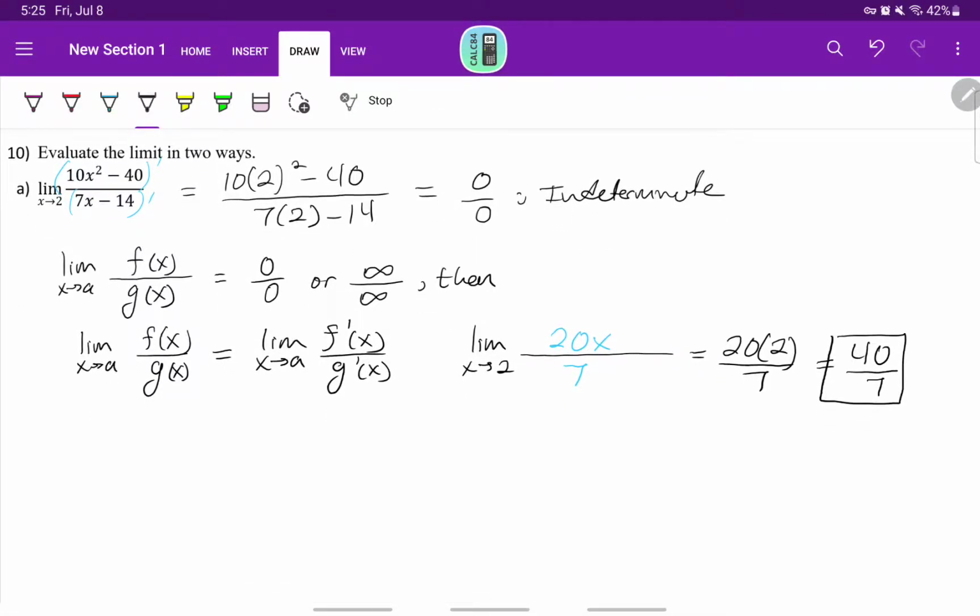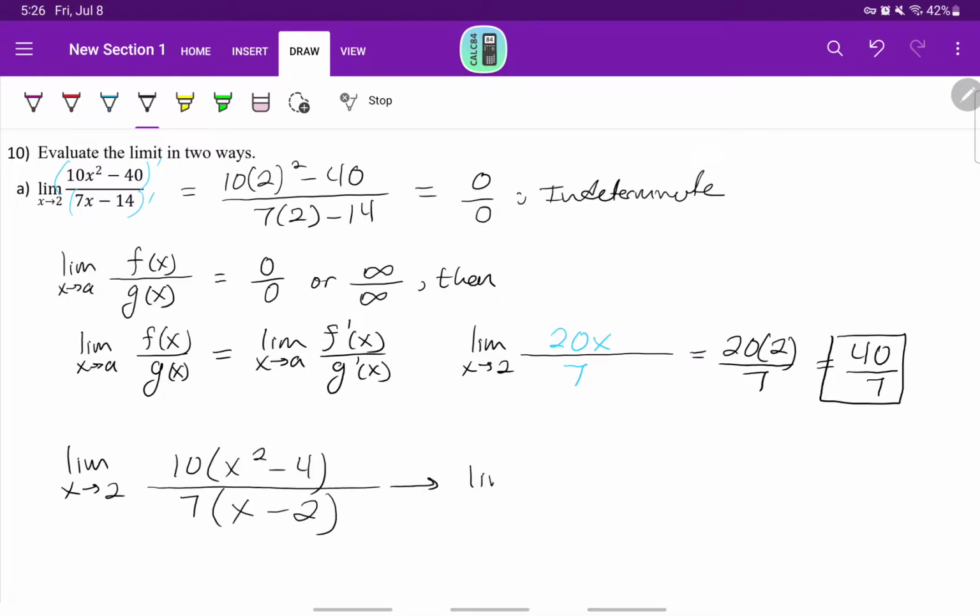All right. Now, that's using L'Hopital's rule. The second way I'm going to do it is by factoring. Okay. We're going to have the limit as x approaches 2. In my numerator, I'm going to factor out the 10. If I factor out the 10, I'm going to be left with x squared minus 4 inside parentheses. In my denominator, I'm going to factor out the 7. So I'm left with x minus 2 in the parentheses.